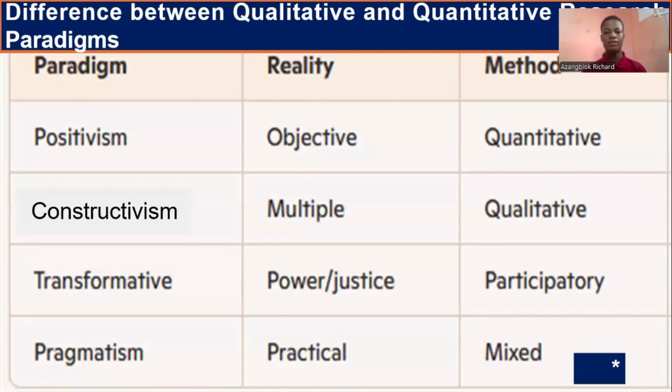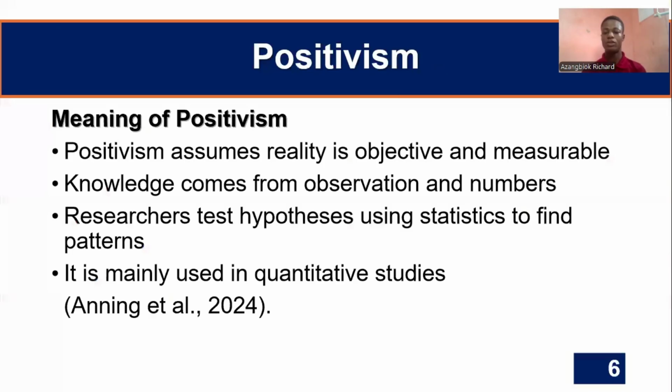We come to constructivism. They are talking of multiple realities, means that reality exists in many ways. And then they have the method to be qualitative. Then when we come to transformative, they are talking of power and then justice. Then they use participatory as the method. Then pragmatism deals with practicality. They are looking at the practical side of work. Then they use mixed methods as the research paradigm.